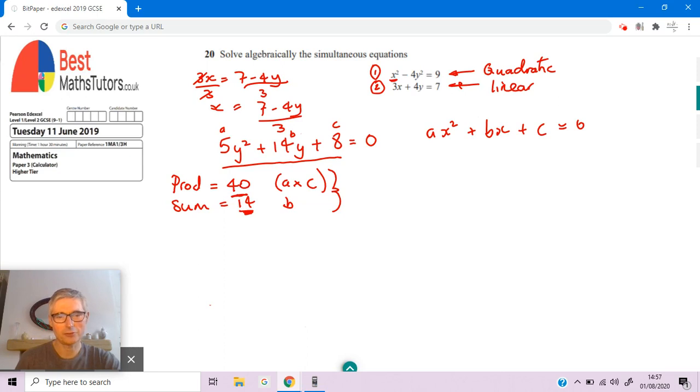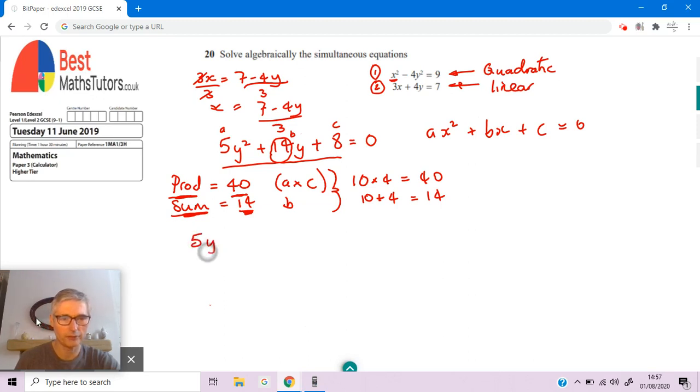So you can do a little bit of trial and error for this, but hopefully you can see that if we have 10 and 4, well, 10 times 4 would equal 40. And also 10 plus 4 would equal 14. So we were looking for two numbers which made a product of 40 and had a sum of 14. So what we then do is split the middle number, which is 14 here, into the 10 and the 4. So I'm going to just do that.